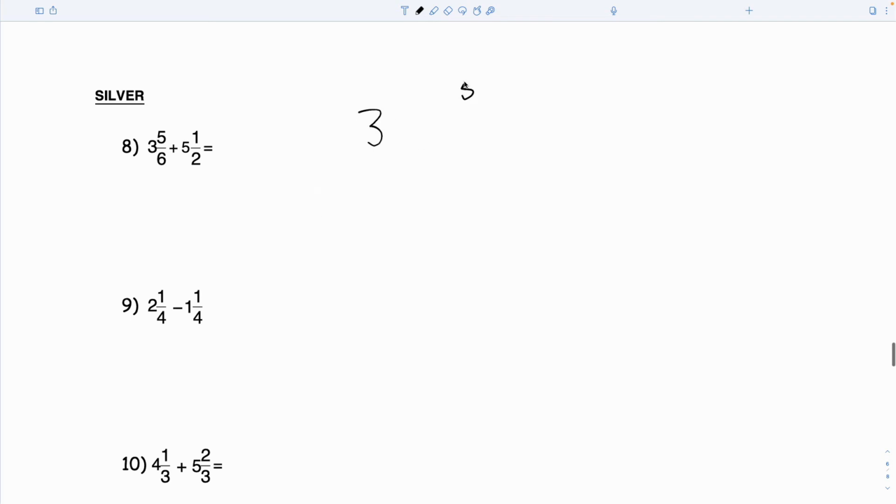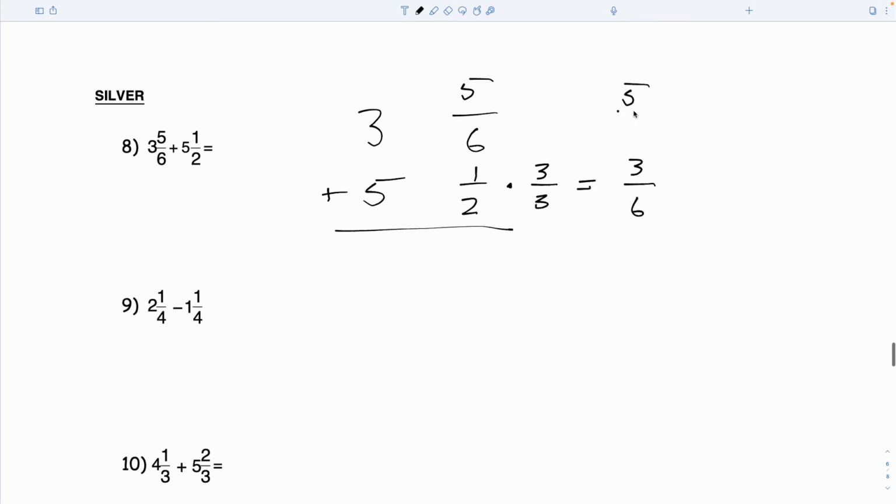3 and 5/6 plus 5.5. Watch what happens. A few of us did this on the homework well. Some of us need to get this skill dialed down a little bit. I want to make 5 over 6 the same as 1/2, so 3/6 would match. I multiply top and bottom by 3. Add them up, and I get 8 and 8 over 6. That is not the correct answer. It is not in simplest form.